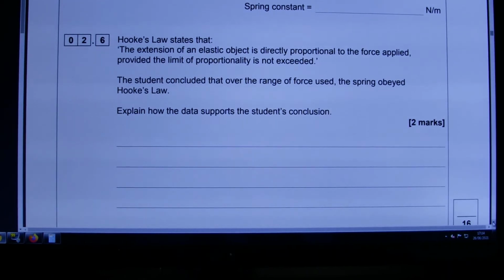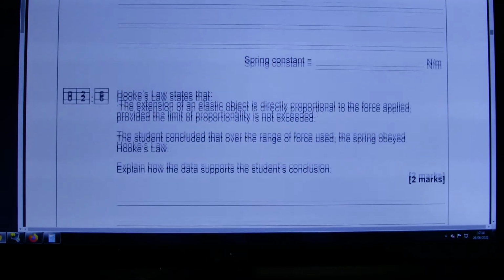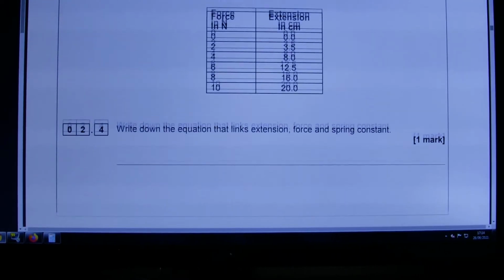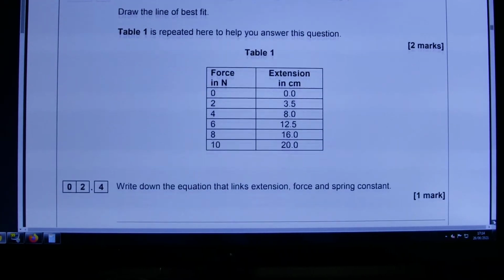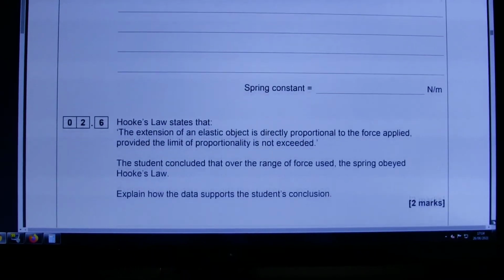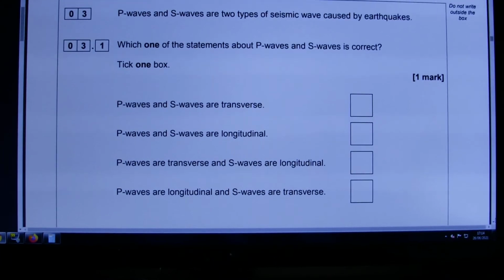Proportional to the force applied, provided the limit of proportionality is not exceeded. Explain why the data supports the conclusion that it obeyed Hooke's law. Because those points on that graph right there are in a straight line. And it has linear scales on the axes. Next question. P waves and S waves, yes!